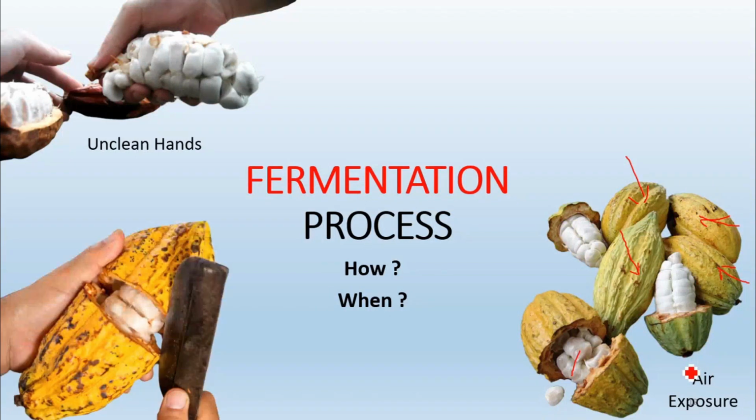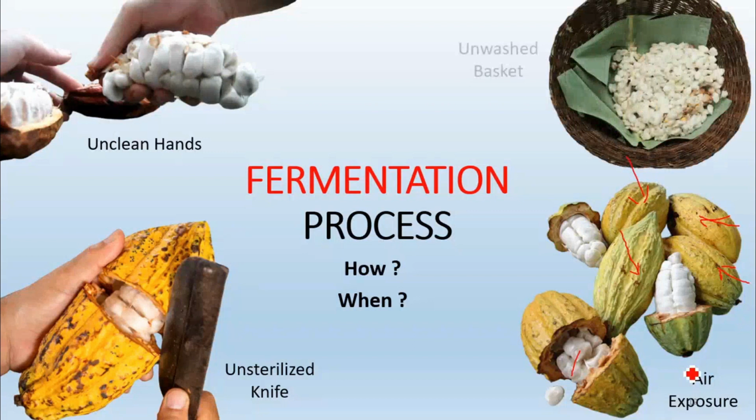And then comes the next thing. If the workers are using an unsterilized knife to open and remove these cocoa beans, they will also provide the microorganisms. And the last thing is this unwashed basket. If they are using any basket that was previously used for fermentation and they are using the same basket for the current batch, then it will also provide the microorganisms and trigger fermentation.